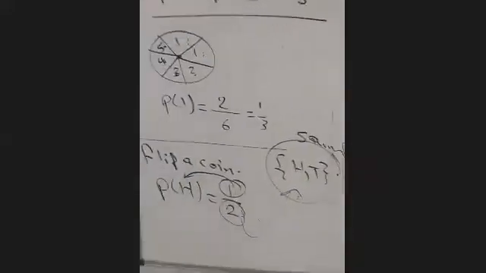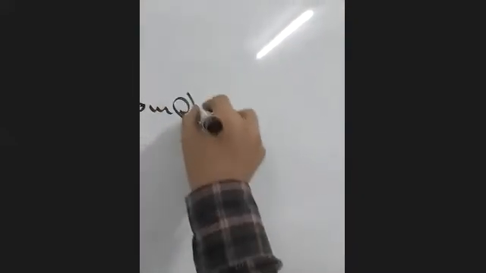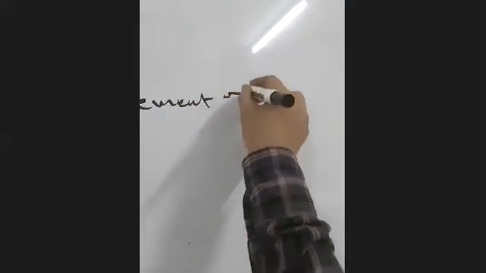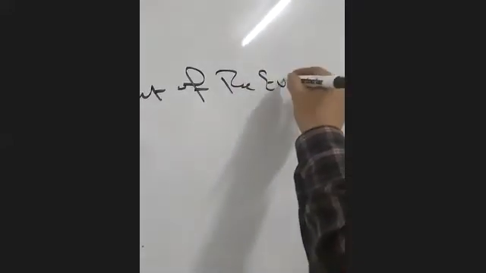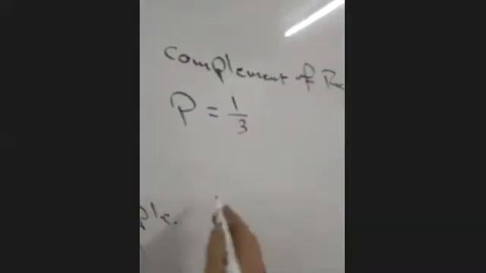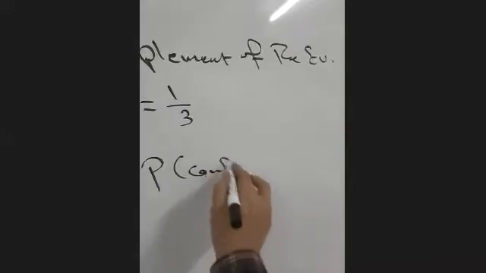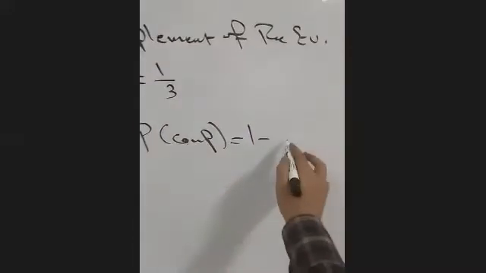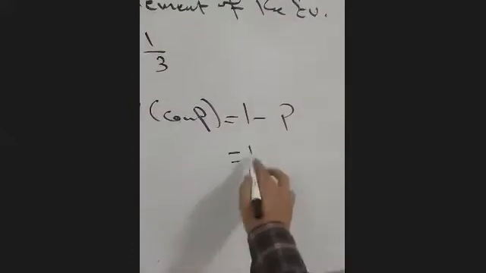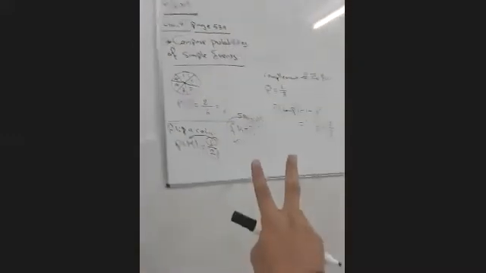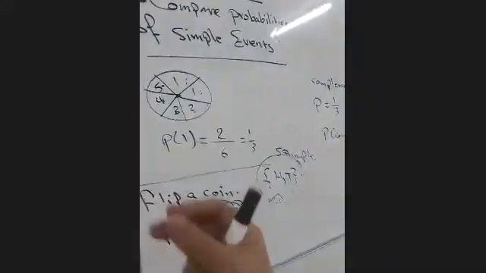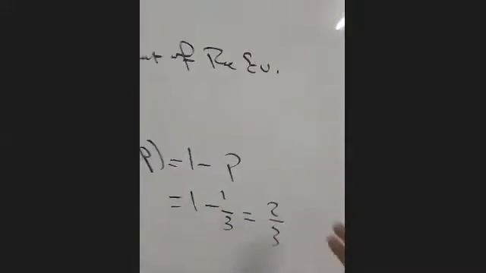And we focused on something we call the complement of the event. How to find the complement of the event? So if P equals a number, let's say 1 over 3, and we want the P complement, we said 1 minus the probability, which is 1 minus 1 over 3. If you subtract, it will be 2 over 3. So we did 2 ideas: how to find the probability of a simple event by counting, and how to find the complement of the event, okay?